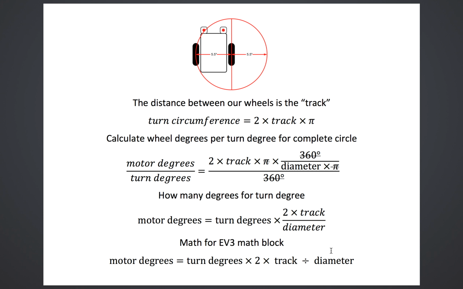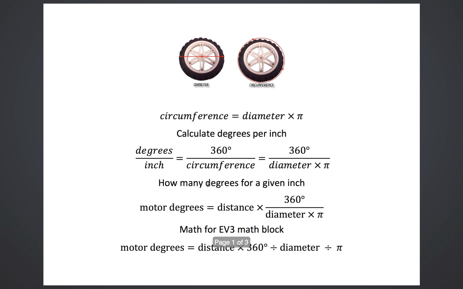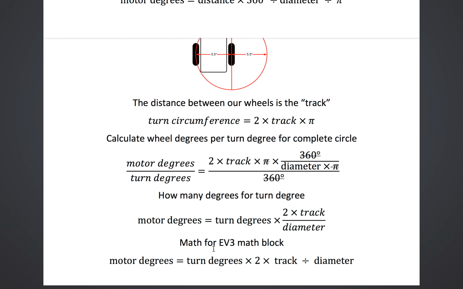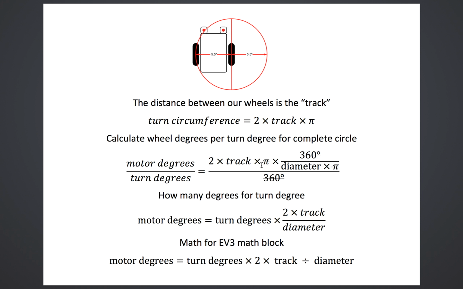Now if we're making a pivot turn, which is a turn where one wheel, the one in the center of the circle, is not moving, is locked, and the other wheel is doing all the moving, the circumference of that entire turn is 2 times the track times pi. Recalling the track is the distance between the wheels. So if we plug the circumference in for distance in this equation, we end up with 2 times track times pi times 360 divided by diameter divided by pi. And that's for a turn of 360 degrees.